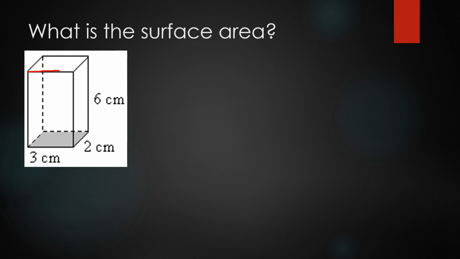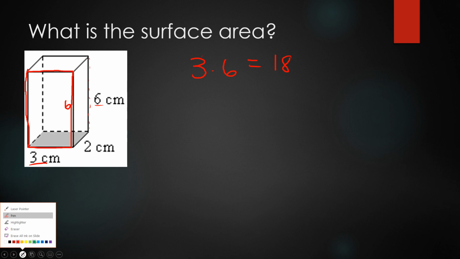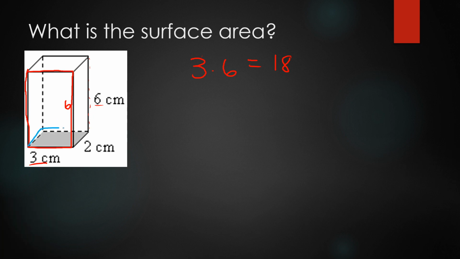So let's do this front one right here first. I know that my bottom is 3 centimeters, and this height back here is 6, which means that this height is going to be 6. So I'm going to have 3 times 6. That's going to give me 18. All right, now let's look at the base, which is the bottom. For my base, I have 3, which is this side, and then I have 2, which is going to be this side here. So I have 3 times 2. That's going to give me 6.